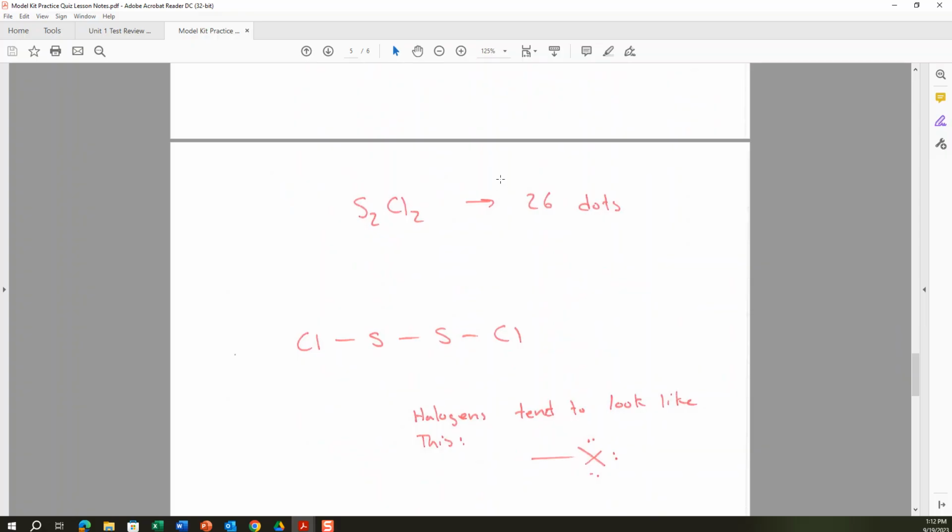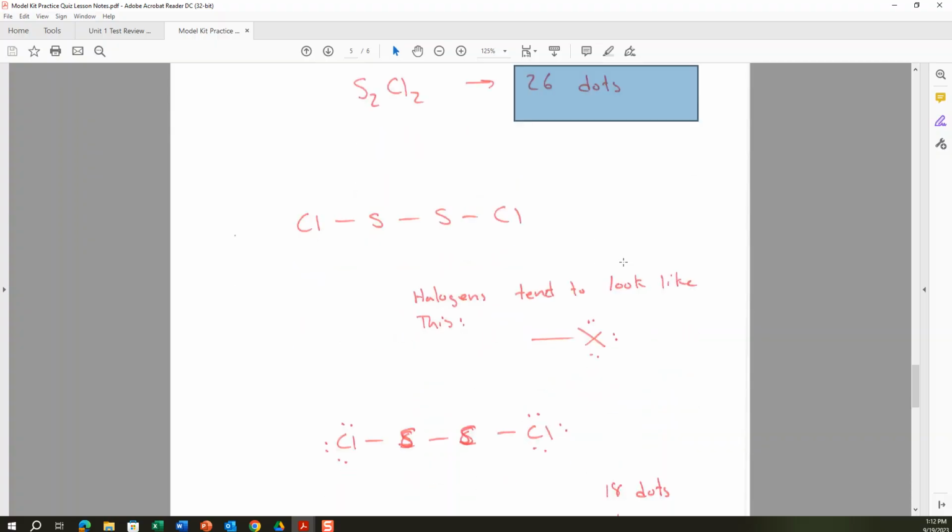And I count up how many dots. So sulfur comes in with 6, but you have 2 of them, so that's 12. Chlorine comes in with 7, but you have 2 of them, so that's 14. So you need a total of 26 dots. I'll start by connecting everything with single bonds only. Okay, so I got 2, 4, 6. So I need 20 more dots. Then I can add 10 more lone pairs to get my 20 dots.